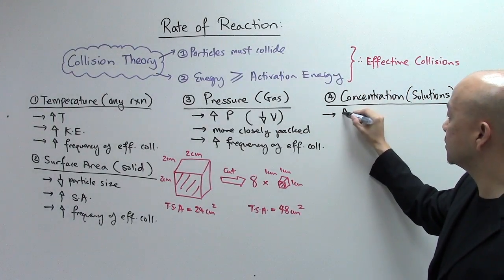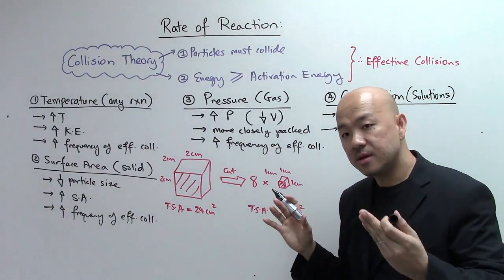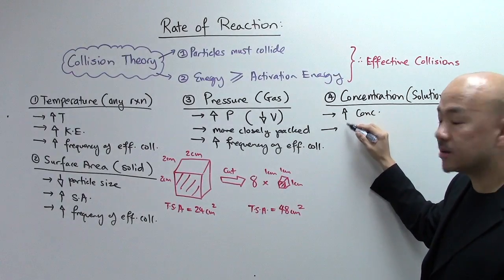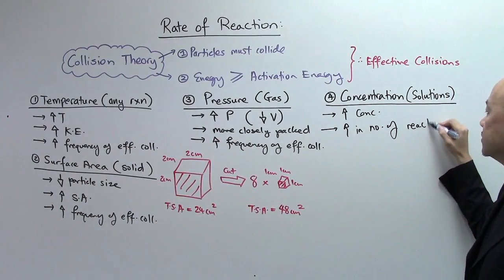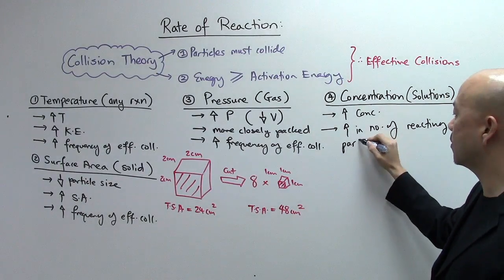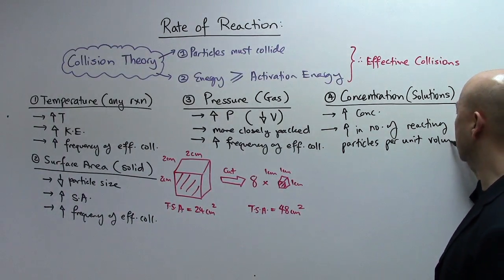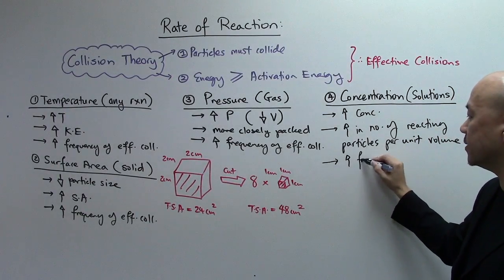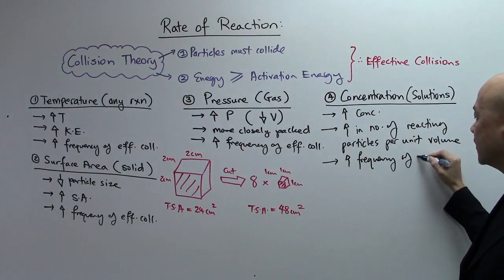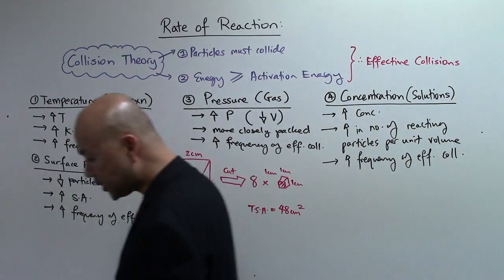Now, what happens is if you increase the concentration, let's say a mole per dm cube, if you increase the concentration of a certain reactant, then there will be an increase in the number of reacting particles per unit volume. Alright, so this obviously will increase again the frequency of effective collisions and thus increase the rate of reaction. So this is number 4.